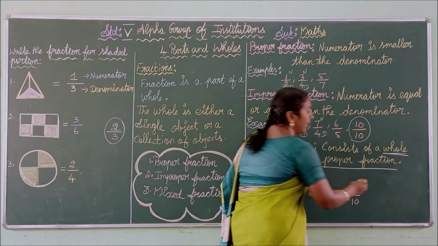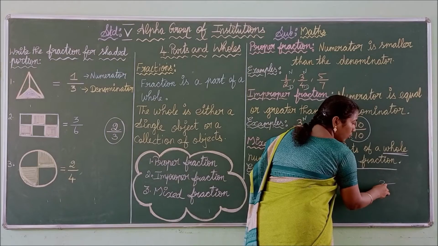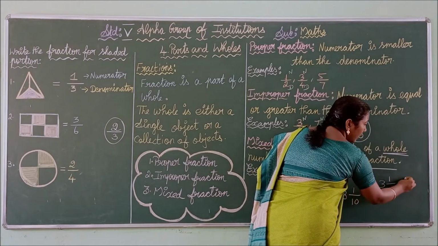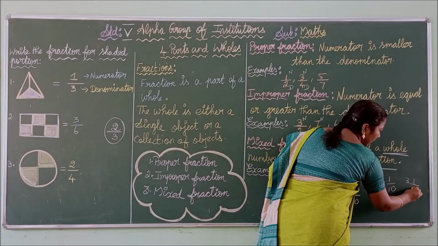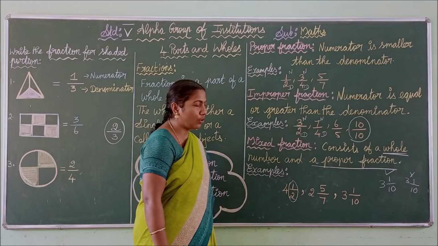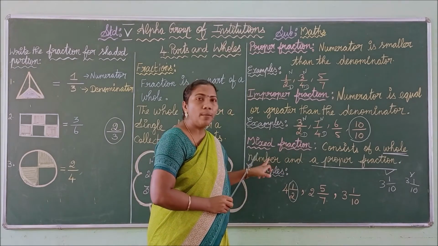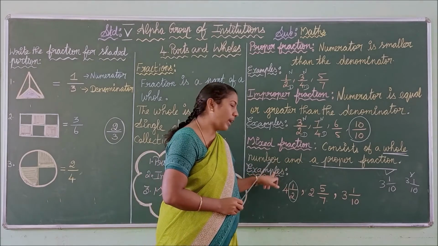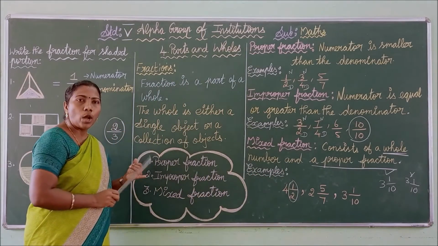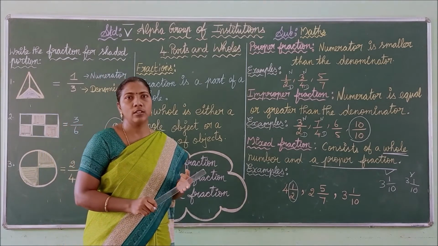You have to write the 3 here and the fraction bar should come nearer to 3 like this, and you have to write the number like this only. Don't write 3 as the numerator like this. Okay. This is the correct way of writing the mixed fraction. Thus a mixed fraction consists of a whole number and a proper fraction. Do you understand, children? What are the types of fraction? Proper fraction, improper fraction, mixed fraction. Okay.